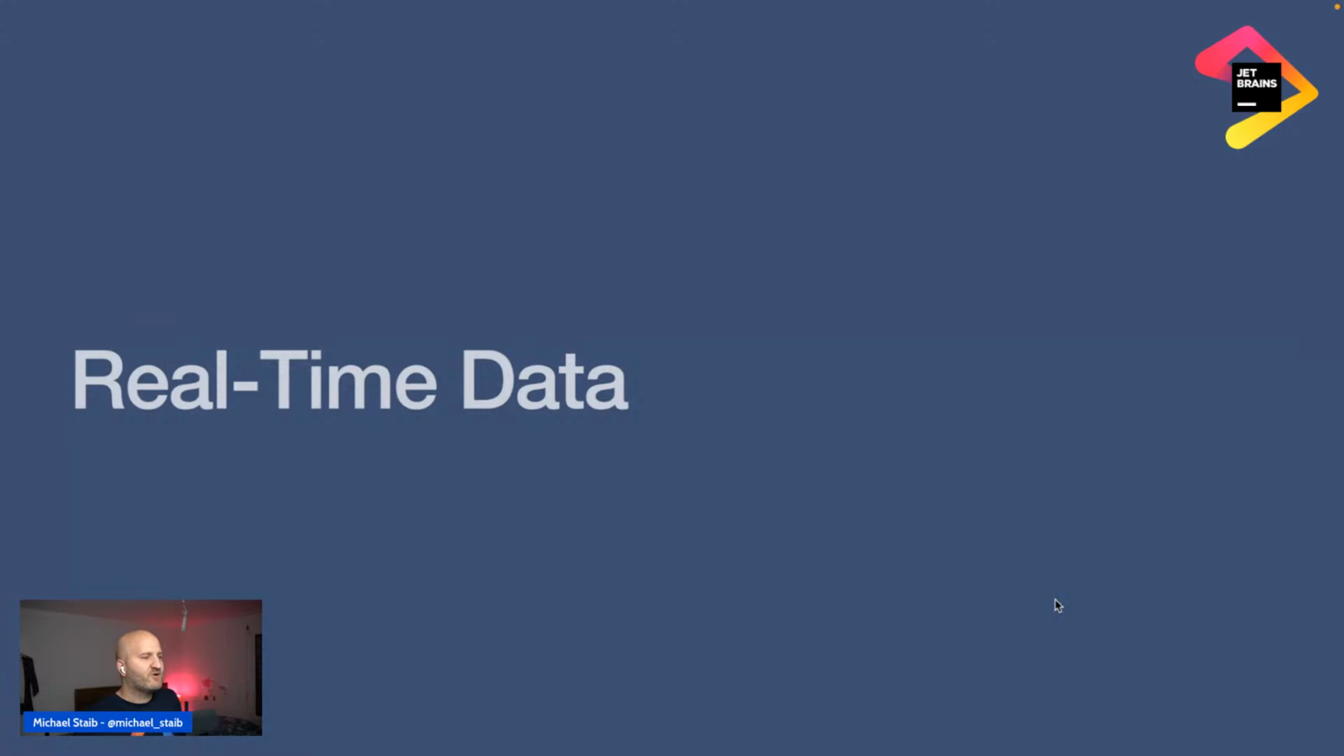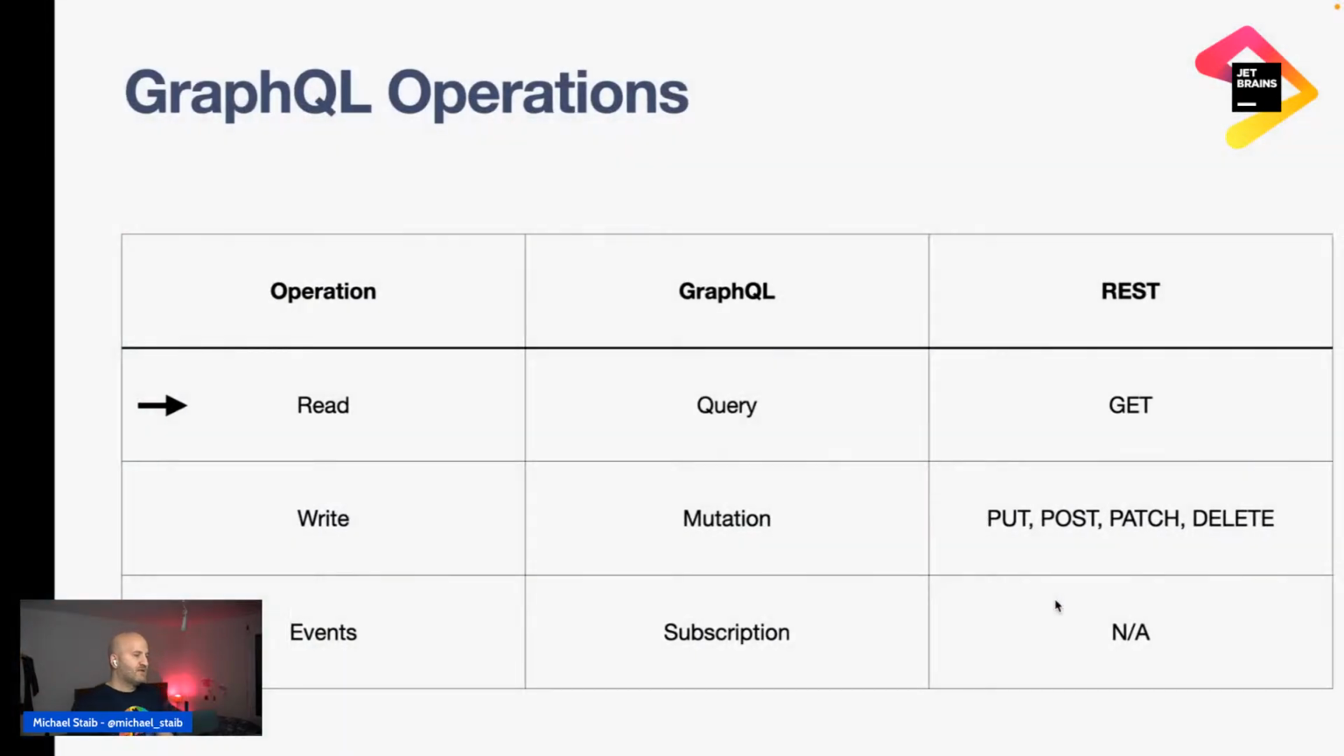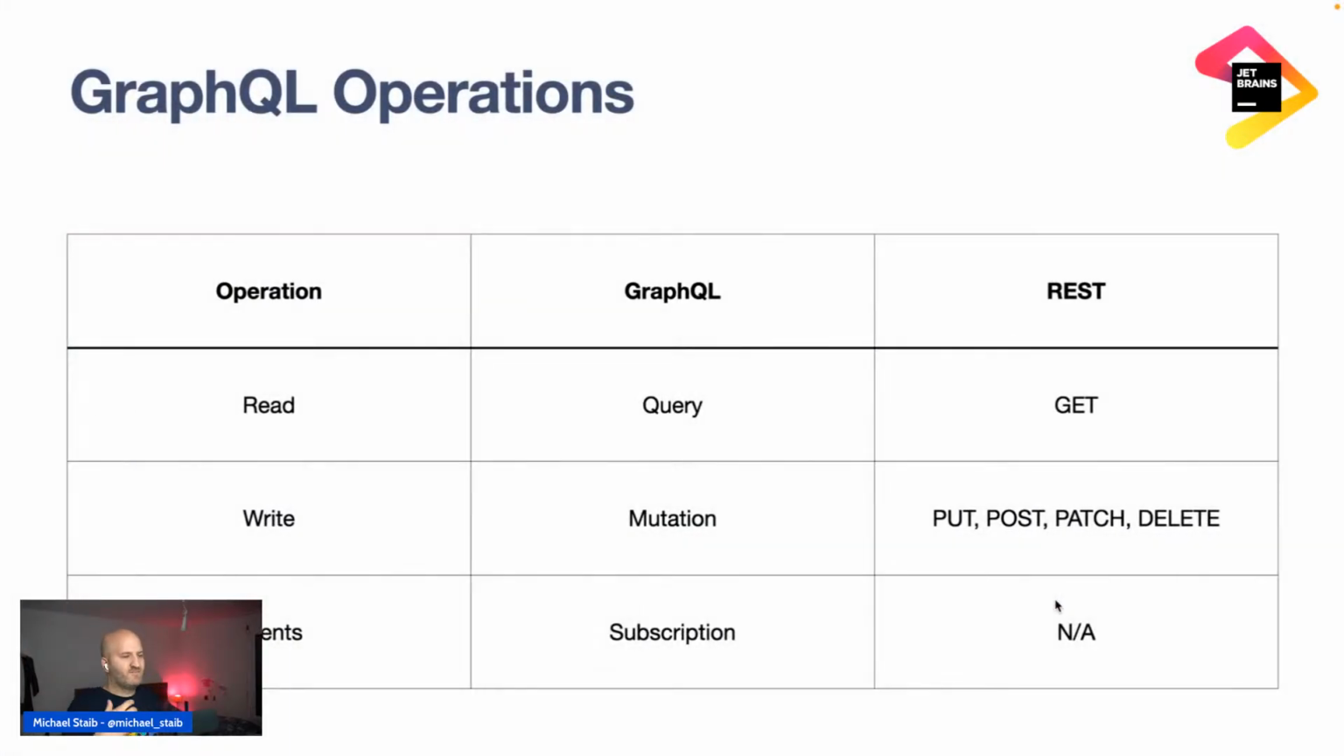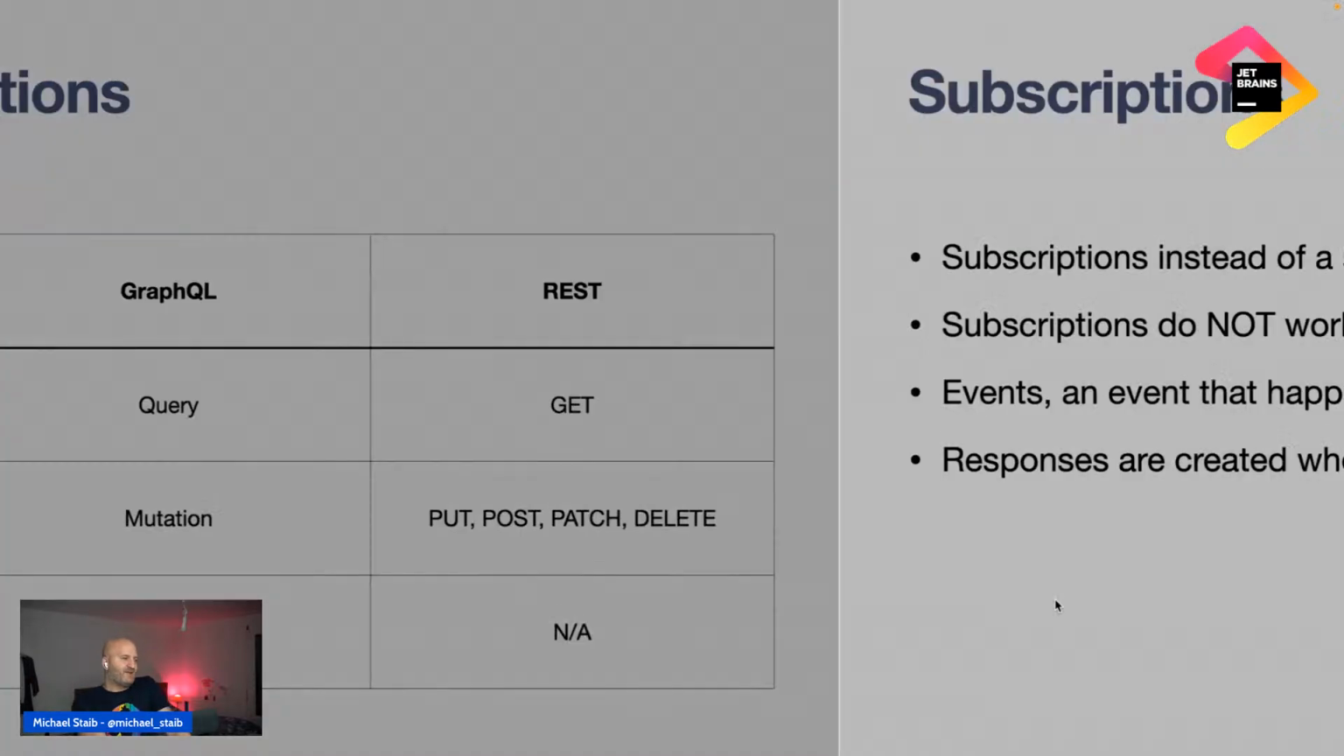Okay, let's talk about real-time data. So we talked about read operations. I'm not talking about mutations today because they are very similar to queries. There are some specifics to it, but I don't want to end up in 2 hours talking about GraphQL. And there's another GraphQL talk after mine, so I don't want to steal too much time. But real-time data is a must.